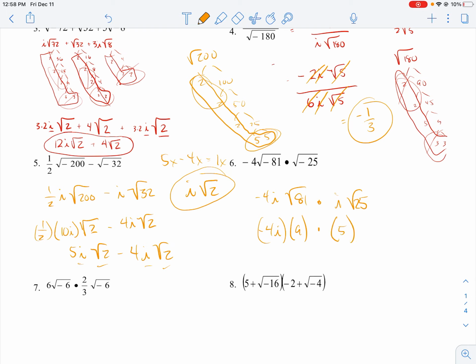So I'm going to multiply, oops, don't forget that i. All right, so negative 4 times 9 times 5. So I get a negative 180 i squared, but remember i squared is just equal to a negative 1, so I end up with a positive 180.